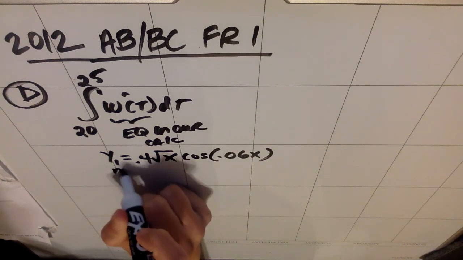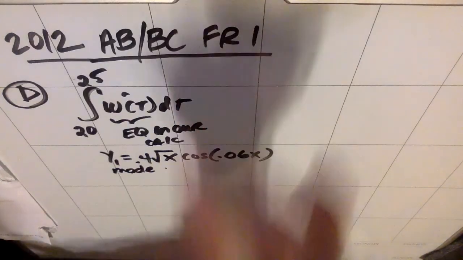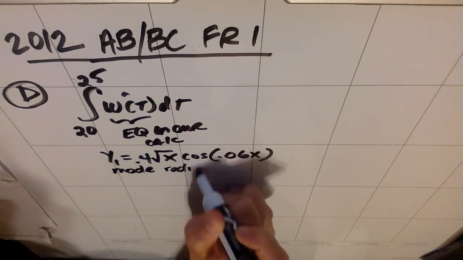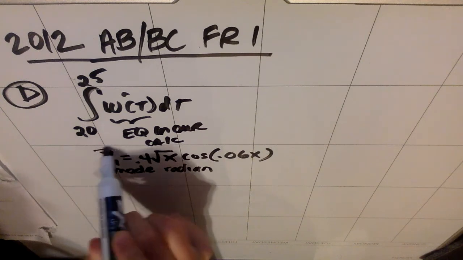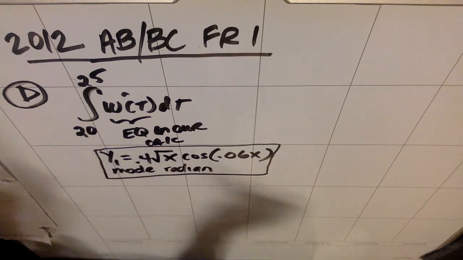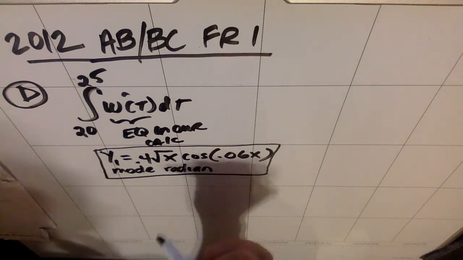Now, you're going to make sure your mode is radian, as always, right? There's never a time in calc that we ever want to be in degree mode, right? So your mode's going to be in radian. And this is stuff that you don't need to tell the AP, but that you need to know how to do, right? So you're going to put that in.